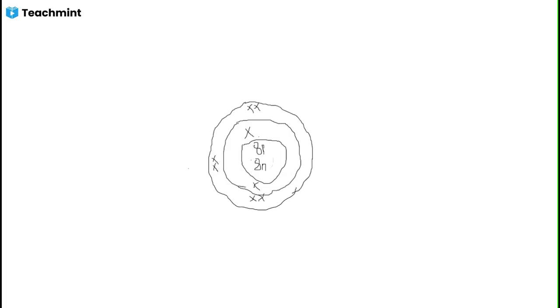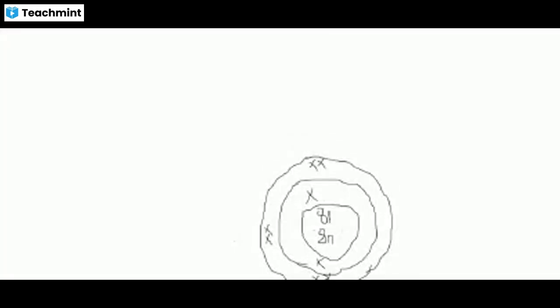Okay. It is like that. That's the atomic structure of Z, with 8 electrons, 8 protons, and 8 neutrons. Thank you.